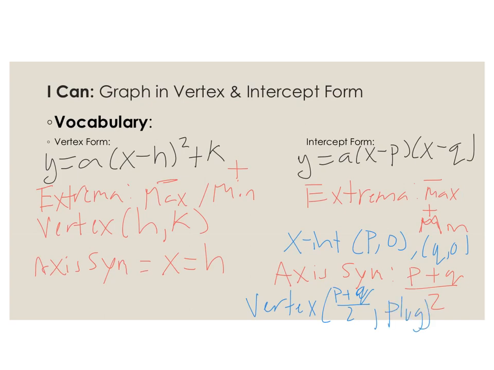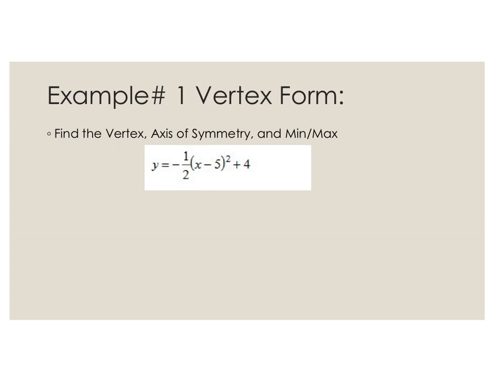We're going to go over these two forms. In example 1, we're going to talk about vertex form. We're going to find the vertex, axis of symmetry, and the min-max. The easiest one is the extrema. If you look at a, it's a negative 1/2. Negative, think opposite, so it's going to give us a maximum.